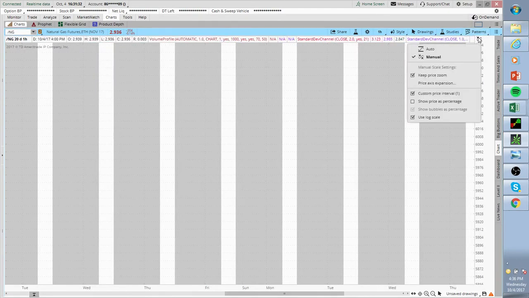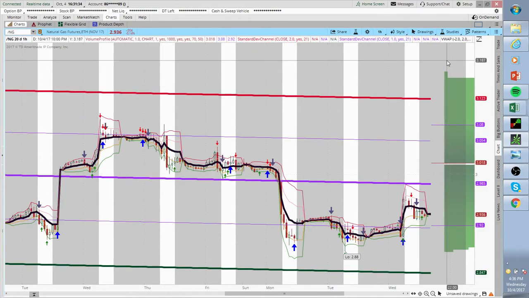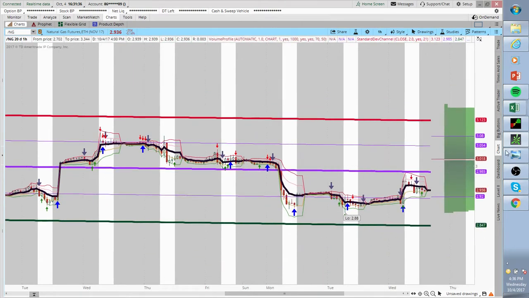No matter how many times I set this up for auto, it forgets me. So, see, natural gas was given these. This was not only a 5-day signal, it was a 20-day signal, and it's at the lower end of the range, and so that was a good area. And then, let's see here, what else I want to show you.